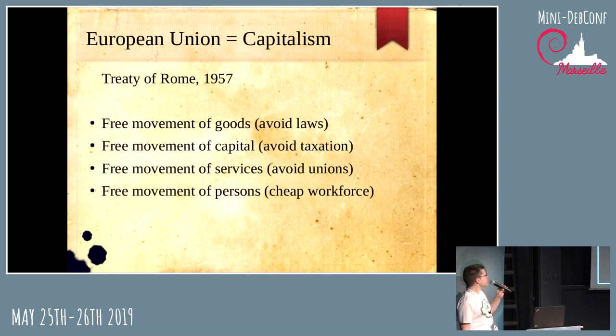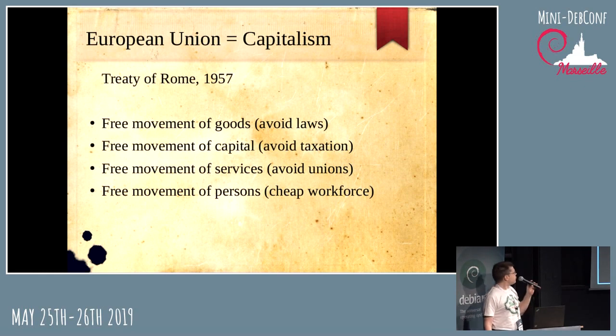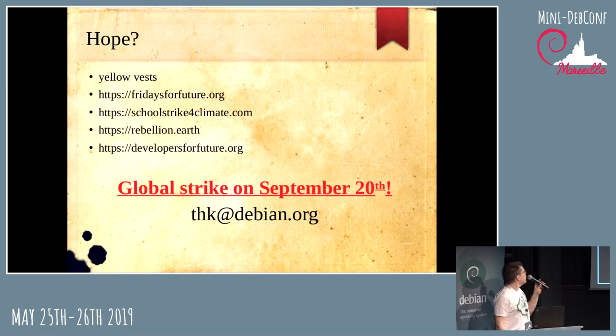avoid local laws, the free movement of capital to avoid local taxation, the free movement of services to avoid us creating unions so that you can always have work being done by somebody else, and the free movement of persons so that we can always get the cheapest Romanians or Bulgarians pulling down our salaries. And yeah, any hope after this?